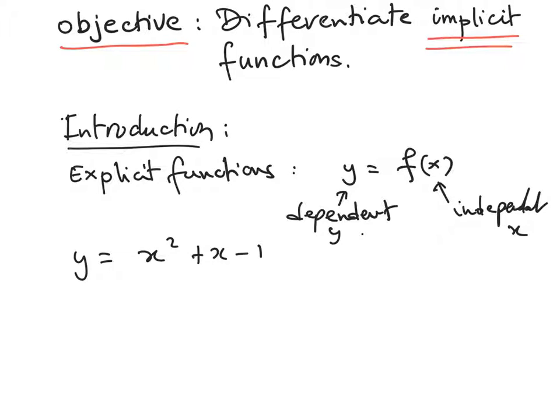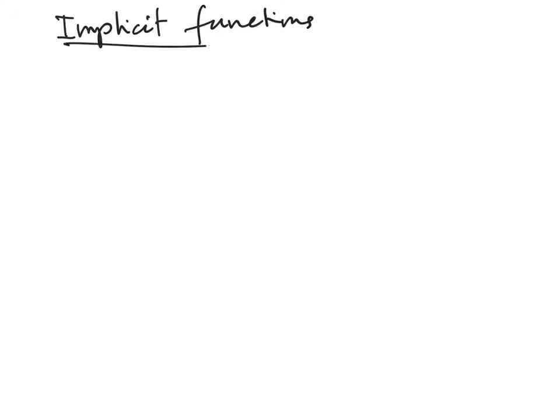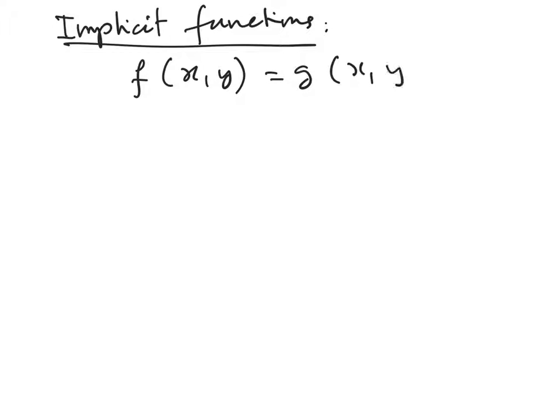Now, to find the derivative of this function, it's straightforward. dy over dx equal to x plus 1. We now look at what we call implicit functions. In these functions, the dependent variable y is not given explicitly as a function of x. Implicit functions are of the form f(x,y) equal g(x,y).